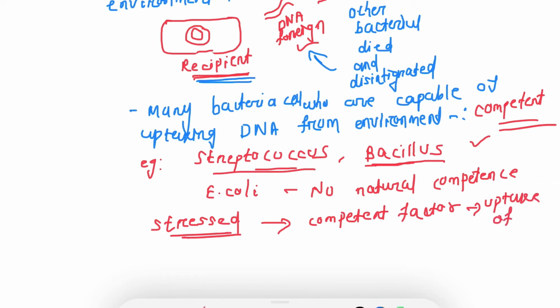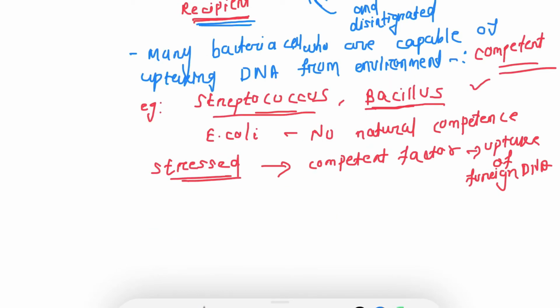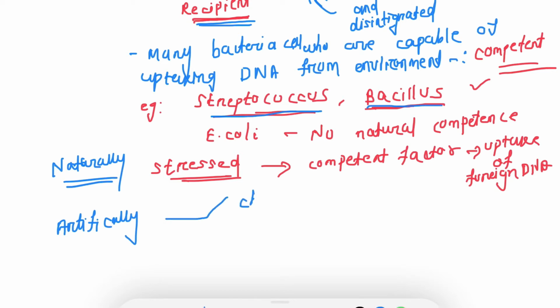So the uptake of foreign DNA can occur naturally, for example in Streptococcus and Bacillus, or we can induce it artificially. How can we induce competence artificially? It can be done either by chemical treatment, mostly by calcium ion and heat shock.